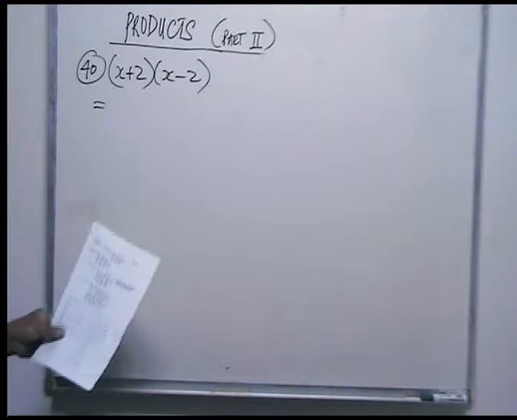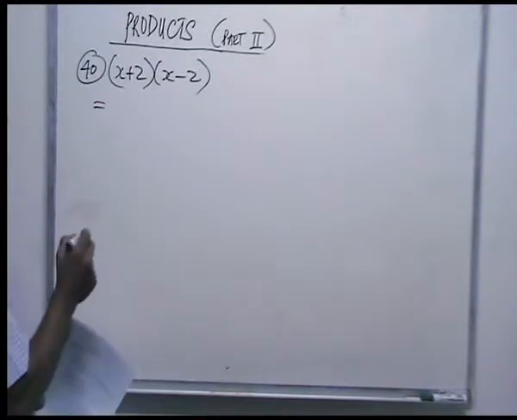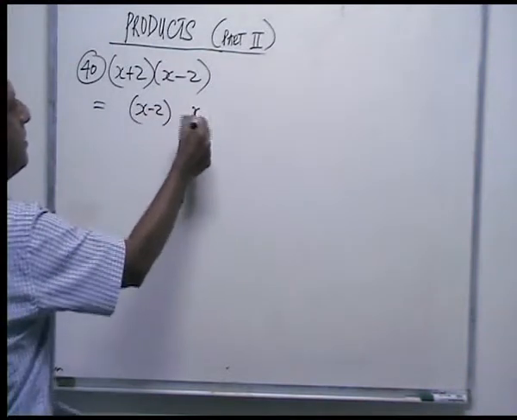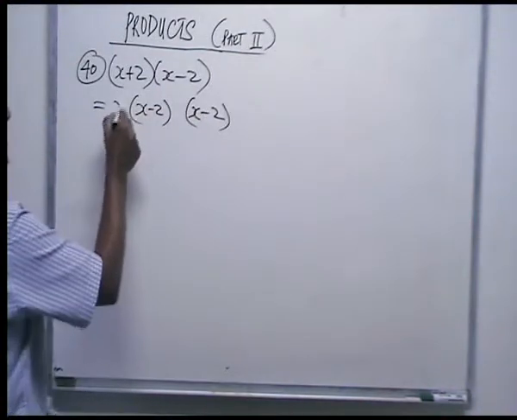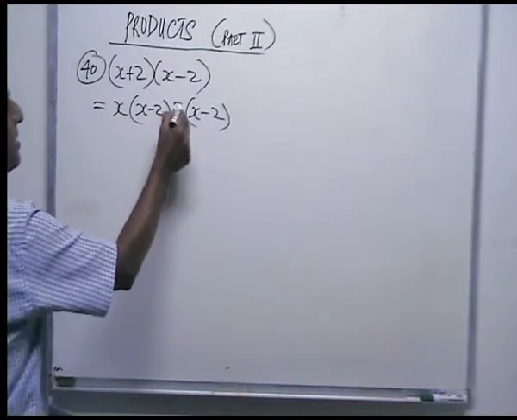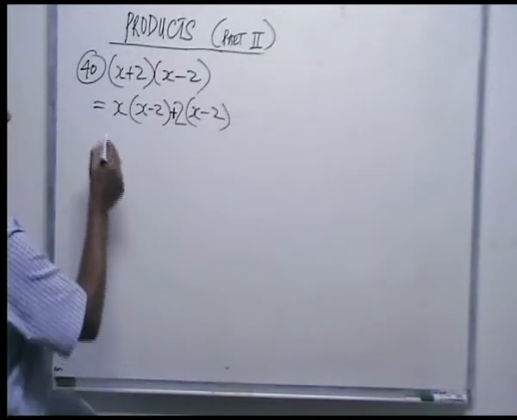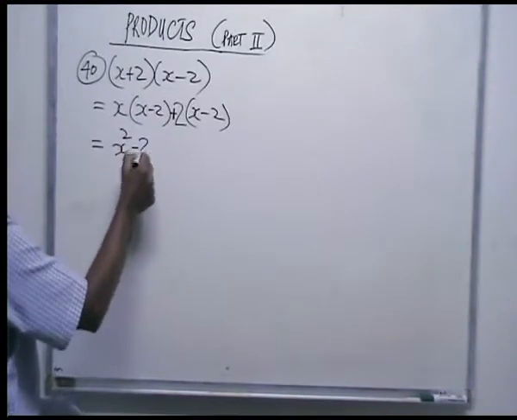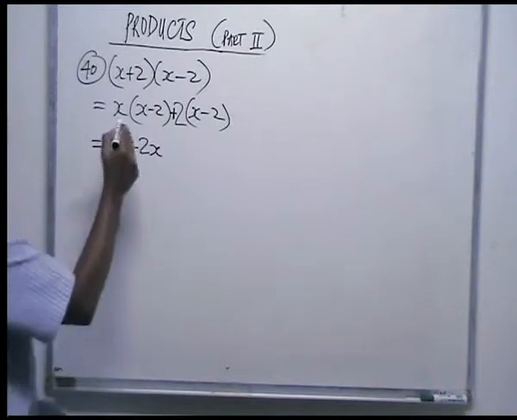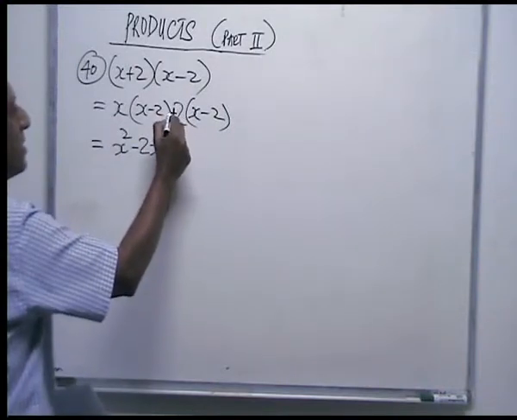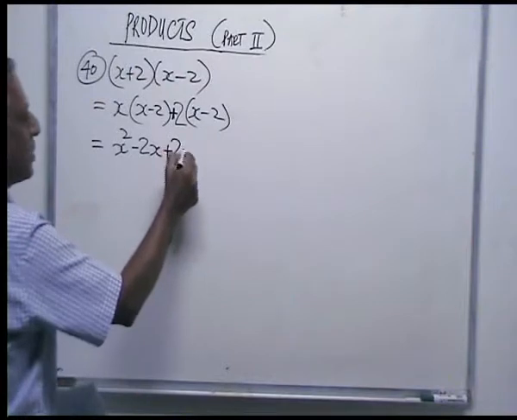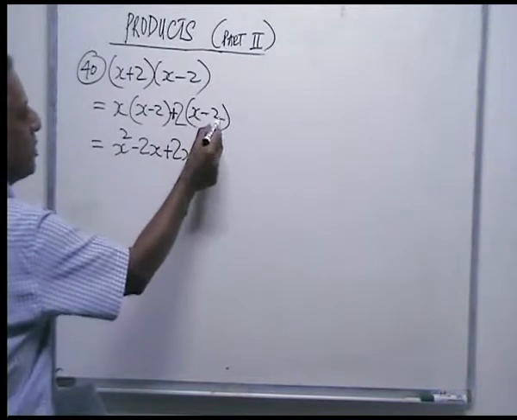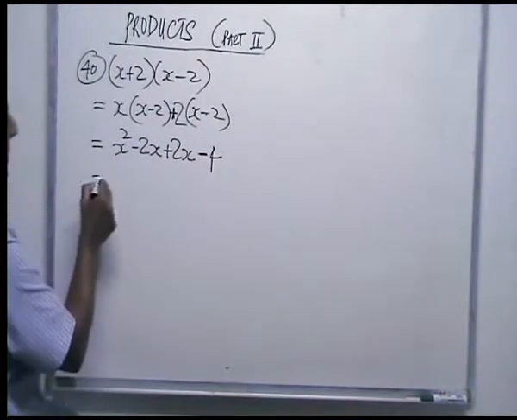Okay. We are at number 40. x plus 2 into x minus 2. Write the second bracket down 2 times. Write down x here and write down plus 2 here. Okay, x times x, x squared. X times minus 2, minus 2x. Right, we finished here. Now, plus 2 times x will give you plus 2x. Plus times minus will give you minus. 2 times 2 will give you 4.